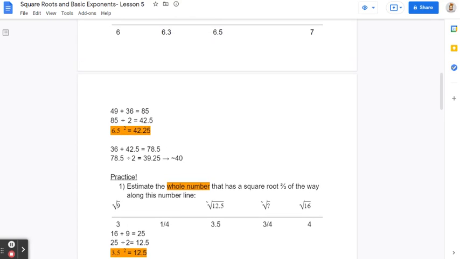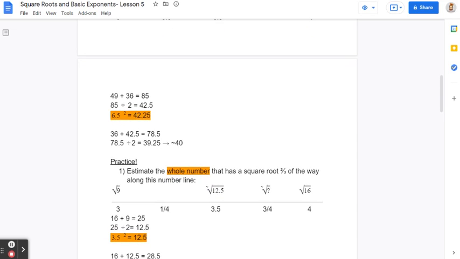And then we're going to mark that in the middle of our number line, because 3.5 is going to go right in the middle between 3 and 4. And then above that is going to be approximately 12.5.